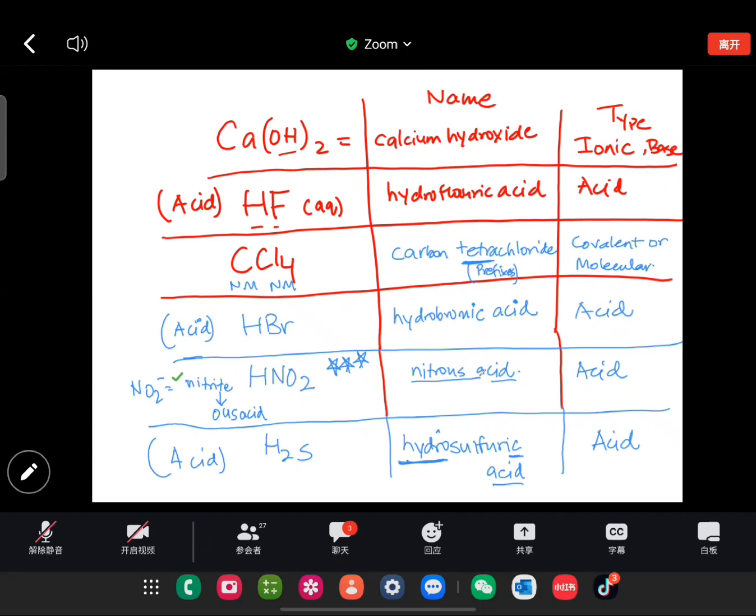I know there are lots of things. Probably everything is mixed up, but it's up to you how you write down these rules, how you memorize these.